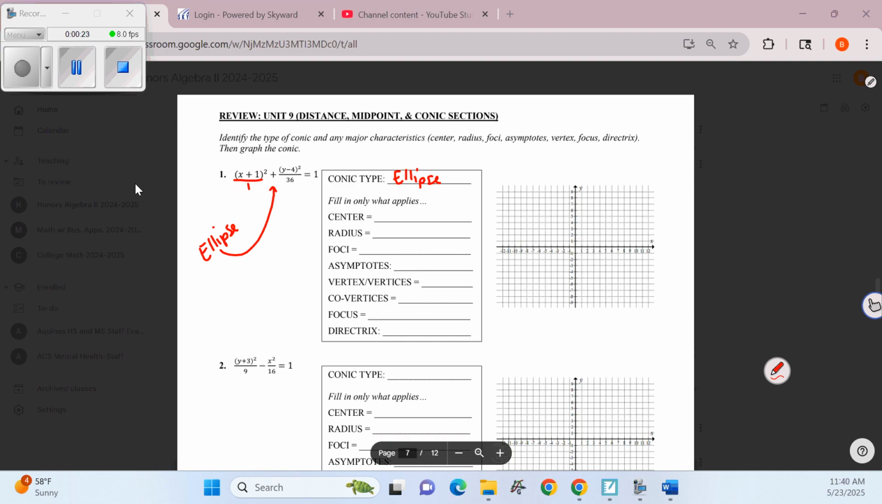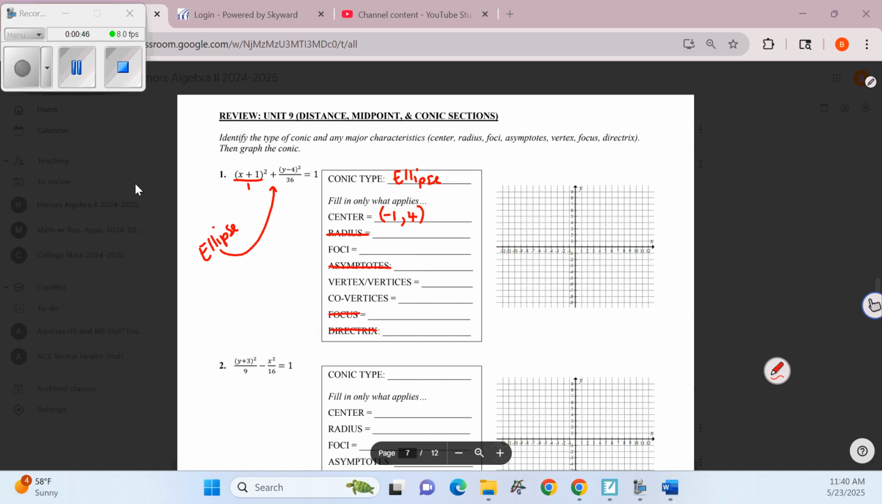The center of this ellipse is always the (h, k), h following with the x. So we would say it's opposite of what we think. So (-1, 4) in this case. We won't have a radius. We will have foci. We won't have asymptotes. We will have vertices and co-vertices, and the focus and directrix is for parabolas.